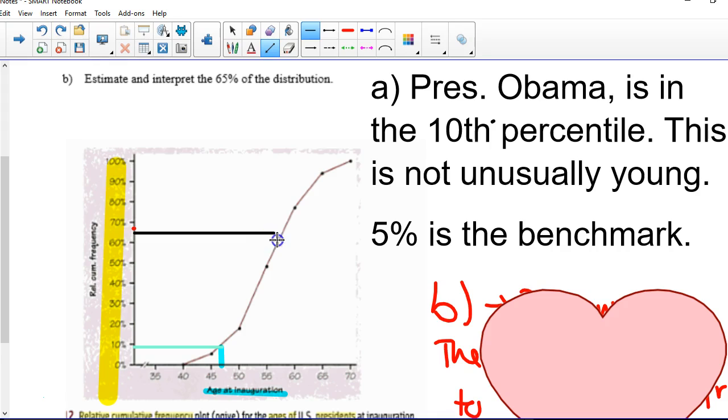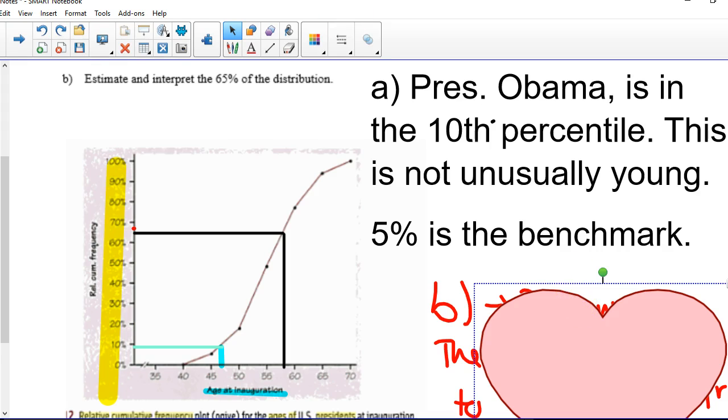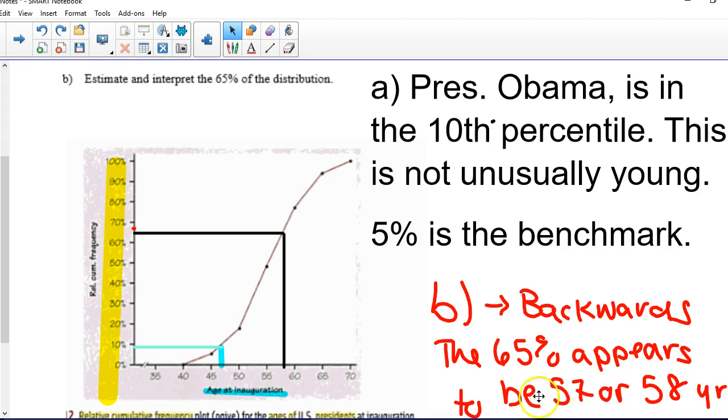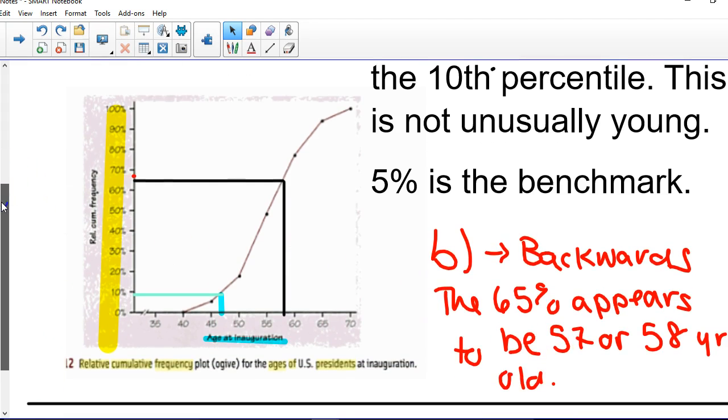65th percentile is approximately right here. And then I'm going to go down. And it looks like the age for the 65th percentile is approximately between, let's say, 57 and 58. Let's see what I put. And I did put that. So going backwards, the 65th percent appears to be 57 or 58 years old. Notice my language here with appears.